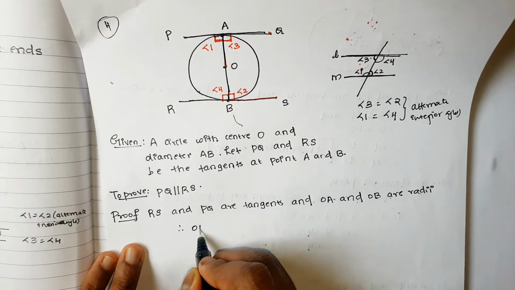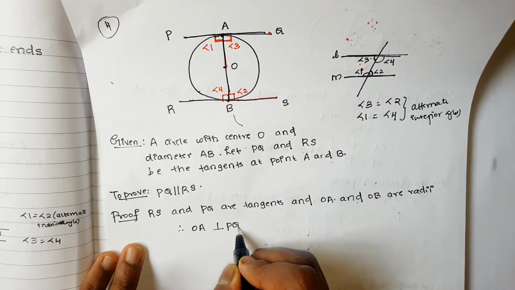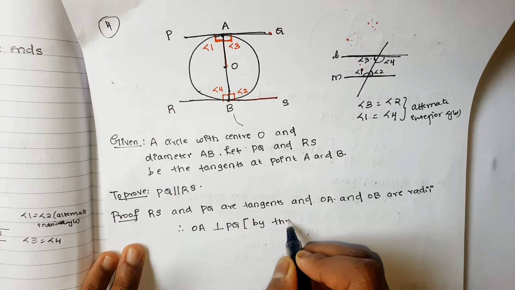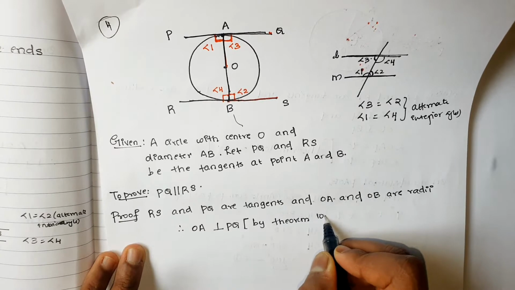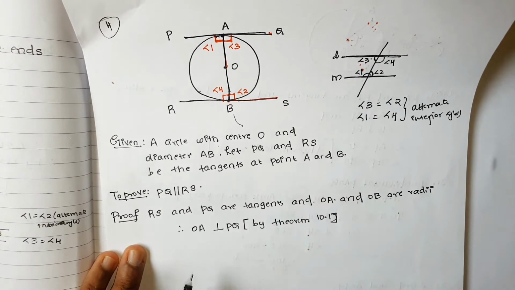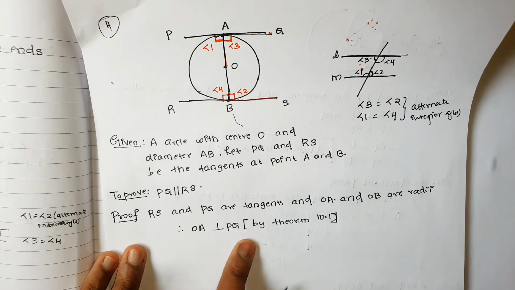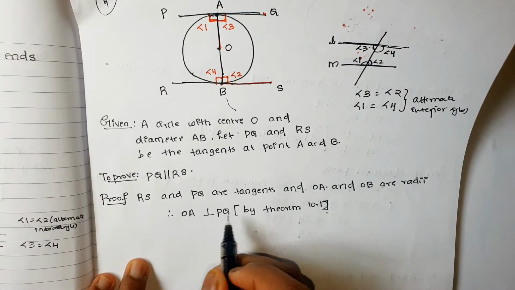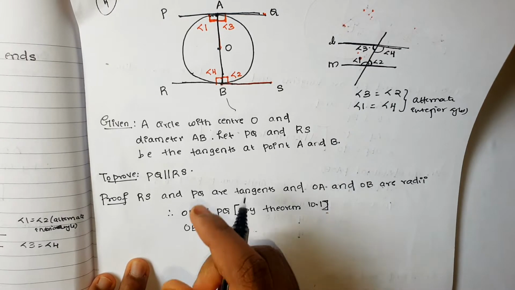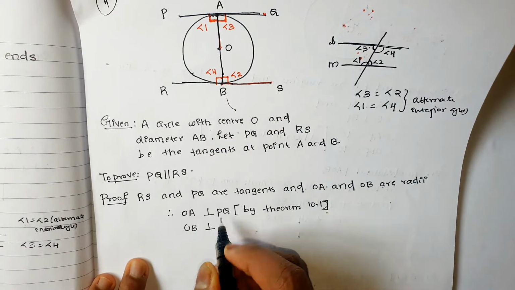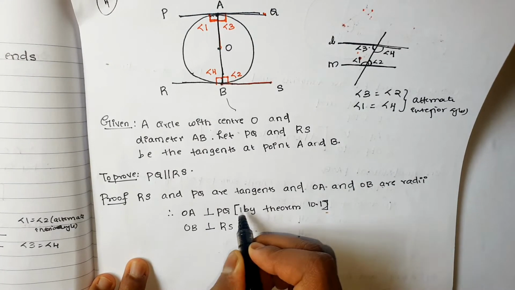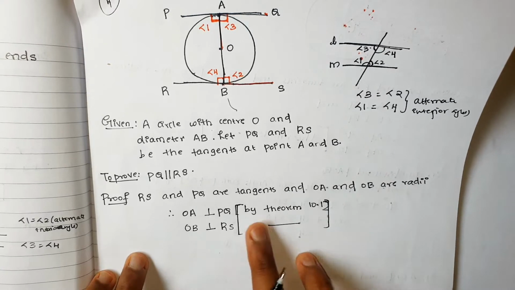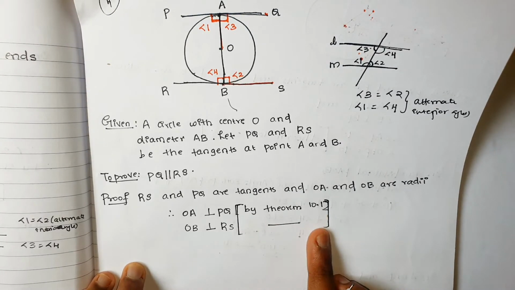Therefore, OA is perpendicular to PQ by theorem 10.1. Okay students, OA is perpendicular to PQ and OB is also perpendicular to RS. Same theorem 10.1, and you can just write what theorem 10.1 is.